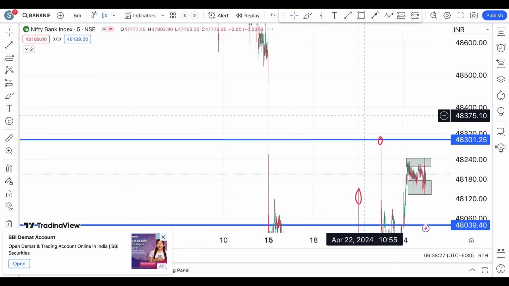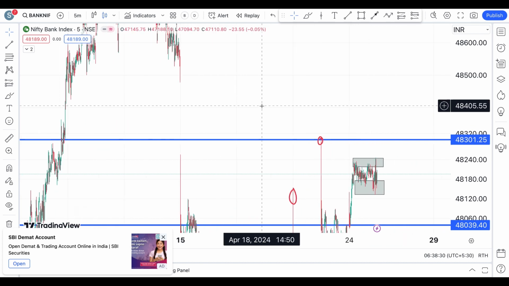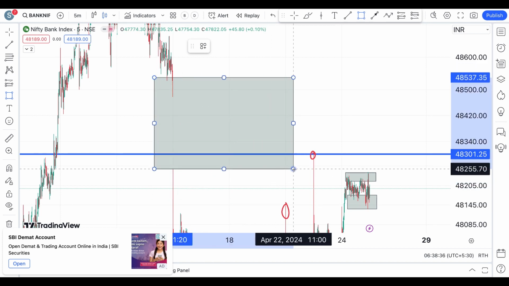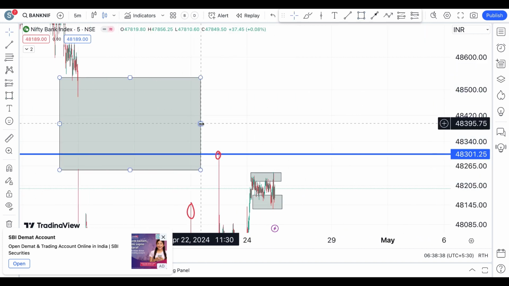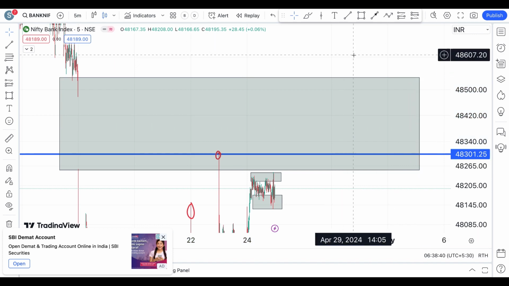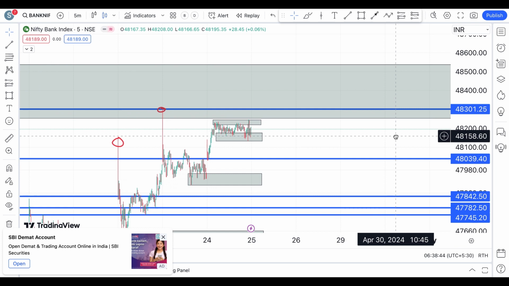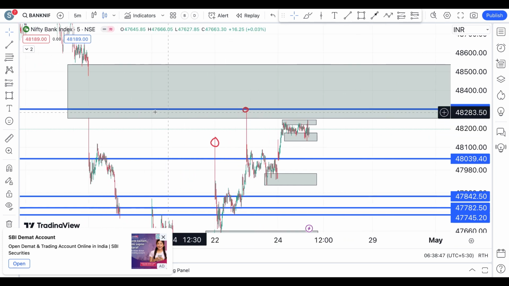And if you zoom back a bit, you can see clearly that there is a huge gap here, from there to here. So all this gap is definitely a resistance area. We have discussed this area in our daily charts and post market analysis in yesterday's video. So please do visit that video if you want to know about this in detail.